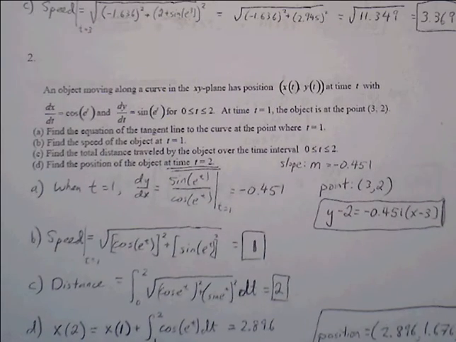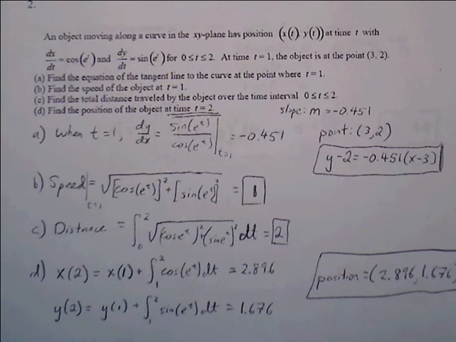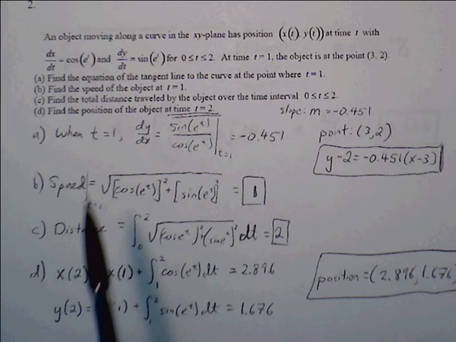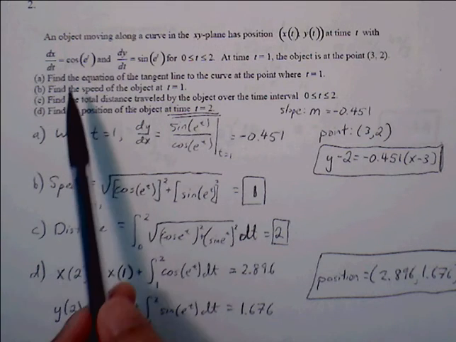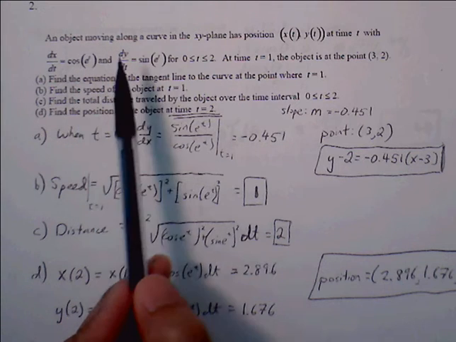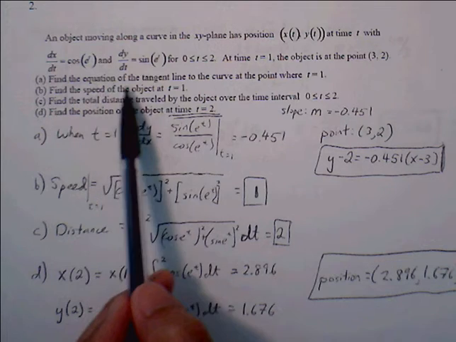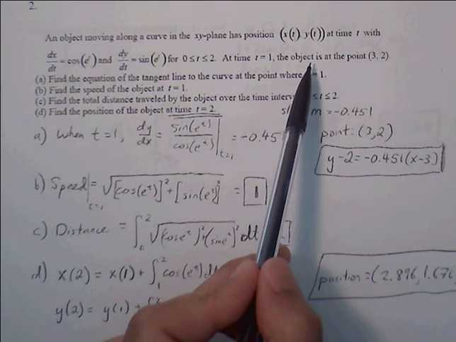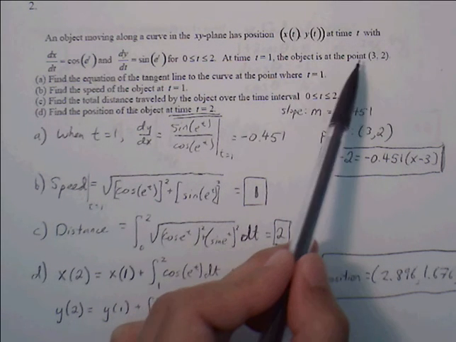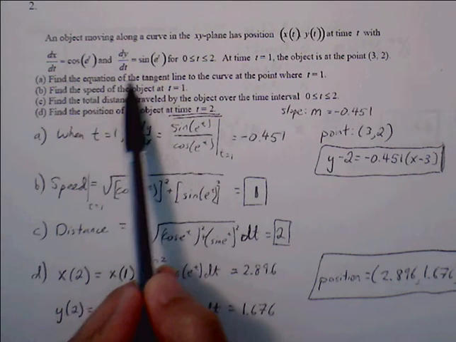All right, number 2, an object moving along a curve in the xy plane has position x of t, y of t at times t, with dx/dt and dy/dt given. So dx/dt is cosine e to the t, and dy/dt is sine e to the t. At time t equals 1, the object is at (3, 2), so we're given some information about the initial point. Find the equation of the tangent line.